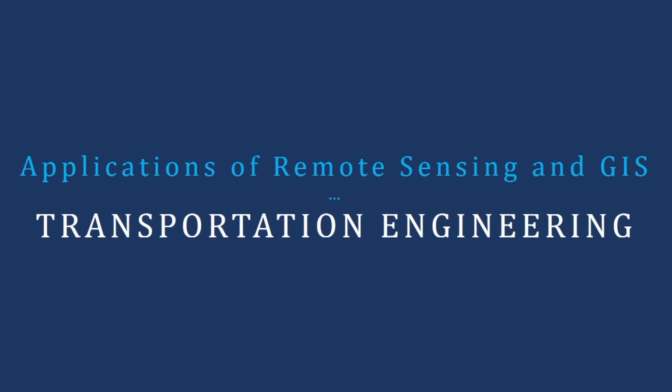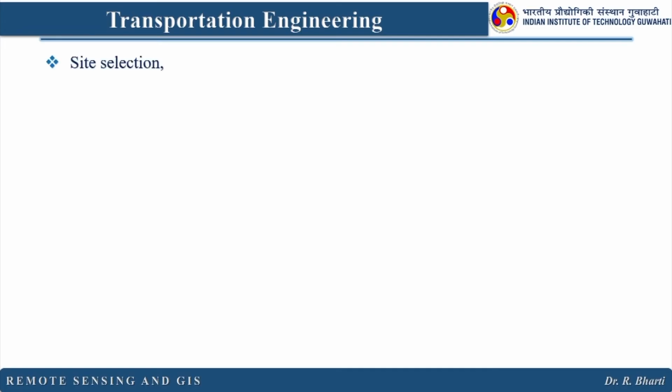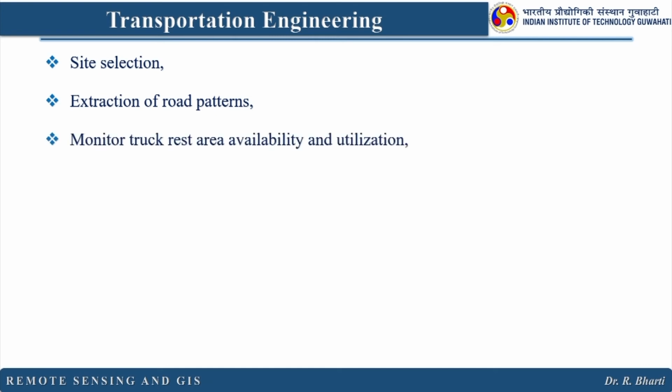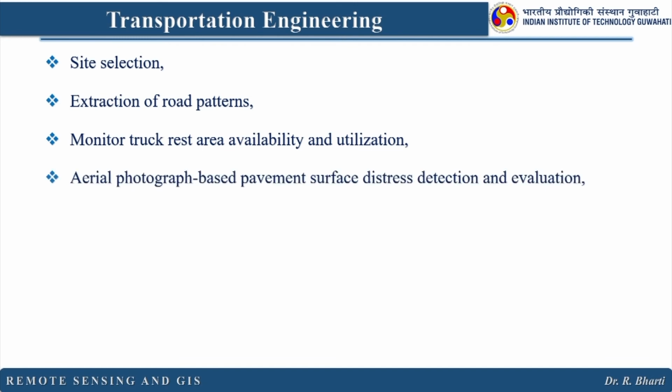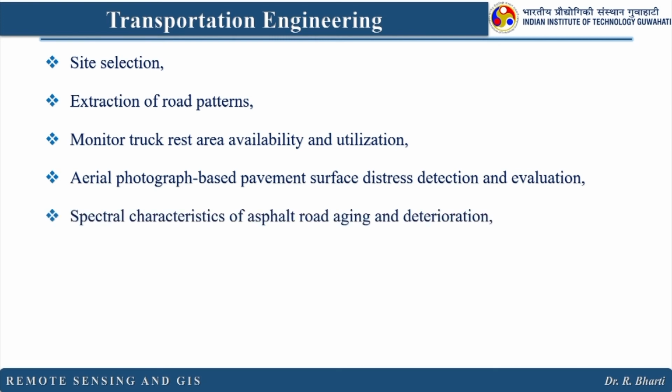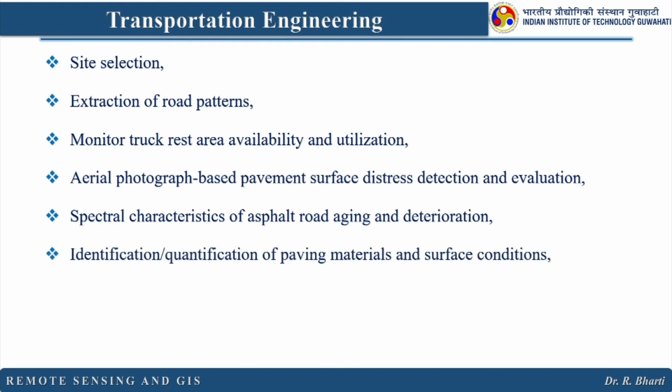I have already covered this portion, but I want to highlight some of the important aspects which I did not highlight in the previous one, like site selection, extraction of road pattern, monitoring truck rest area availability and utilization, aerial photograph based pavement surface distress detection and evaluation, spectral characteristic of asphalt road aging and deterioration, identification or quantification of paving material and surface condition, pavement management and assessment. So these are very important aspects of transportation engineering, and you can think of applying this remote sensing and GIS knowledge in this particular field.